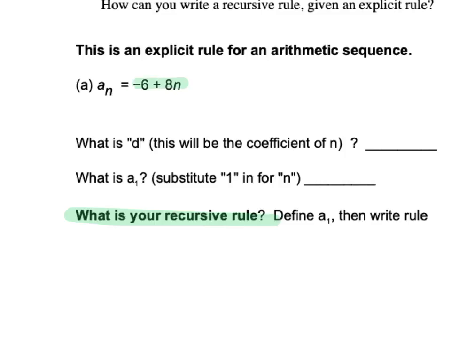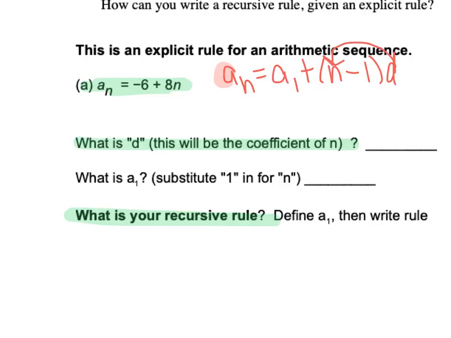Now, as it is written here, this is explicit. So we need to figure out what our common difference is. Remember, when we wrote that rule, we always multiplied n minus 1 times d. In that original arithmetic rule, it was a sub n equals a sub 1 plus n minus 1 times d. When we multiplied that common difference times n, the coefficient of n was our common difference. So d, in this case, is going to be the coefficient of n. So in this case, our common difference is 8.